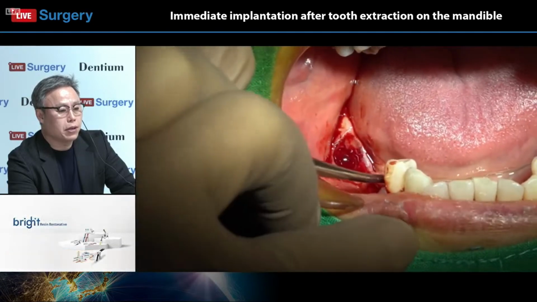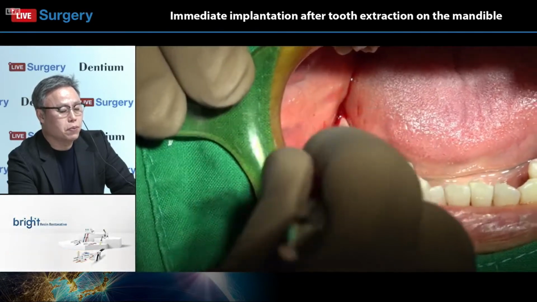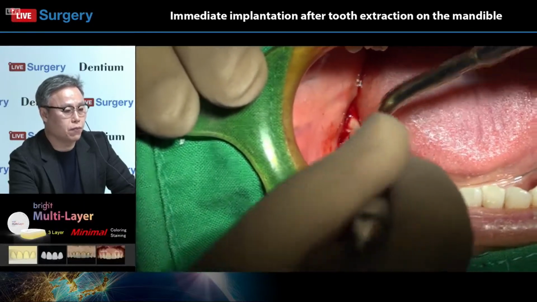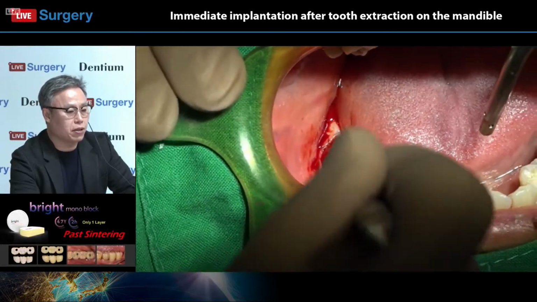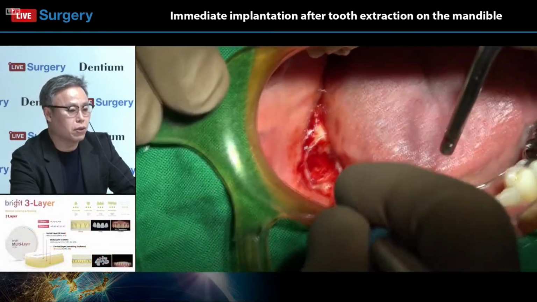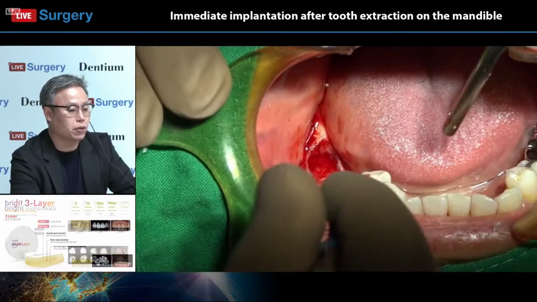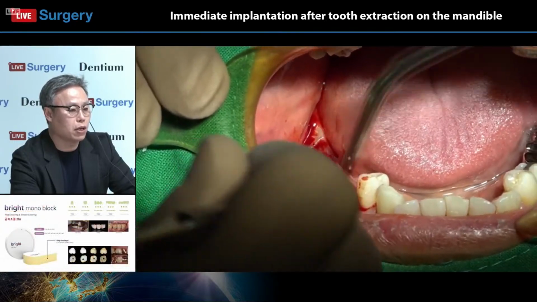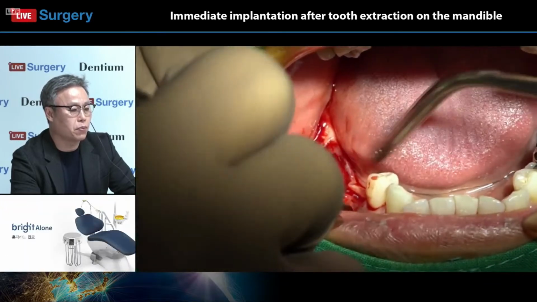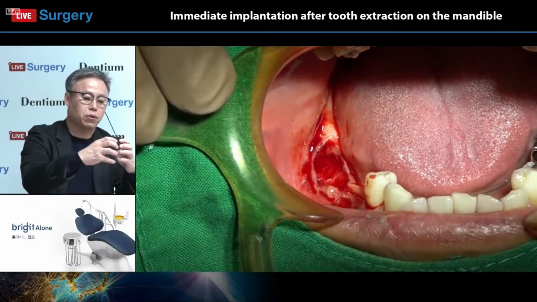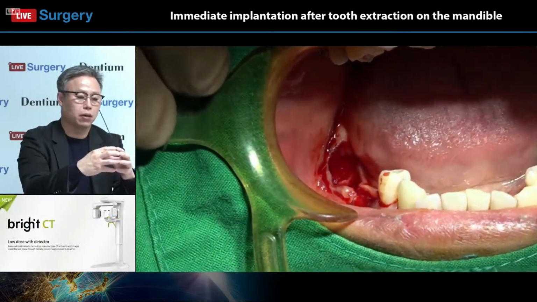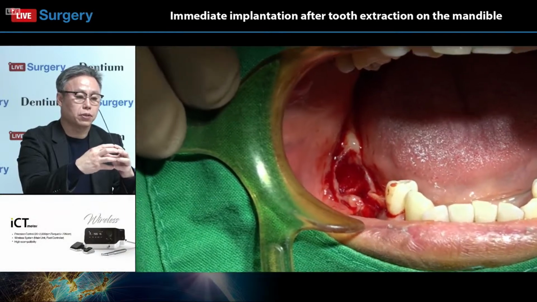And also elevating the lingual flap. Some people say that we don't have to open the lingual flap, but the treatment plan for this case is grafting bone after immediate implant placement. Therefore, Dr. Lee probably needs some flap advancement for primary closure, because after extraction there is not enough soft tissue for primary closure.